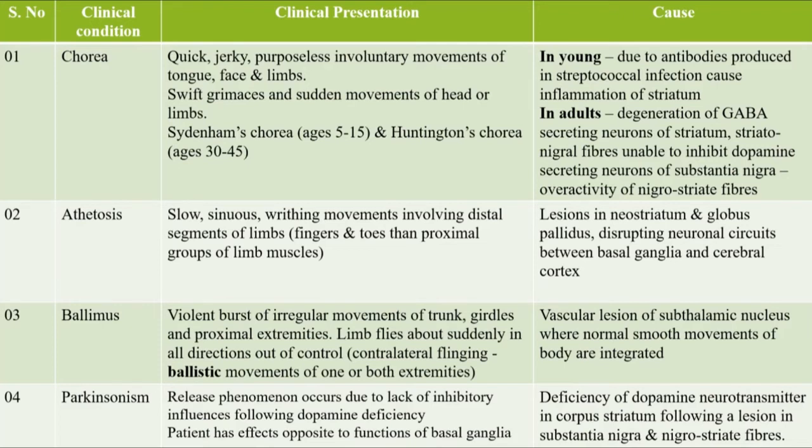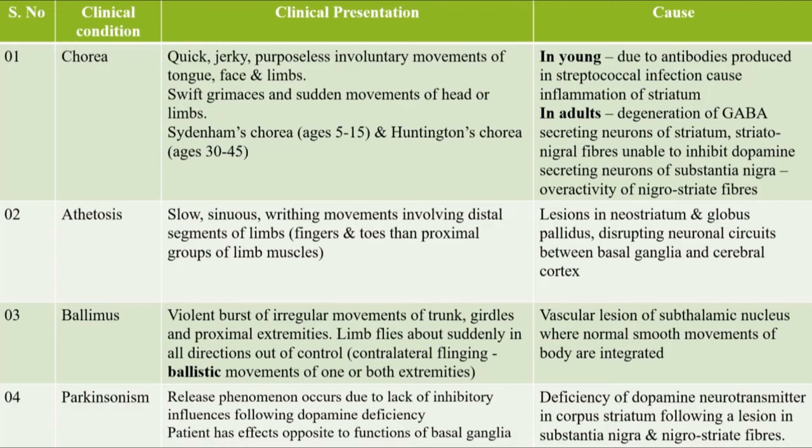Parkinsonism is a release phenomenon that occurs due to lack of inhibitory influences following dopamine deficiency. Patient has effects opposite to functions of basal ganglia. Deficiency of dopamine neurotransmitter is a cause. The deficiency of dopamine in corpus striatum following a lesion in substantia nigra and nigrostriate fibers. So, chorea in children is due to antibodies produced in streptococcal infection which can cause inflammation of striatum. Chorea in adults is due to degeneration of GABA secreting neurons of striatum. Hence, striatonigral fibers are unable to inhibit dopamine secreting neurons of substantia nigra, leading to overactivity of nigrostriate fibers.